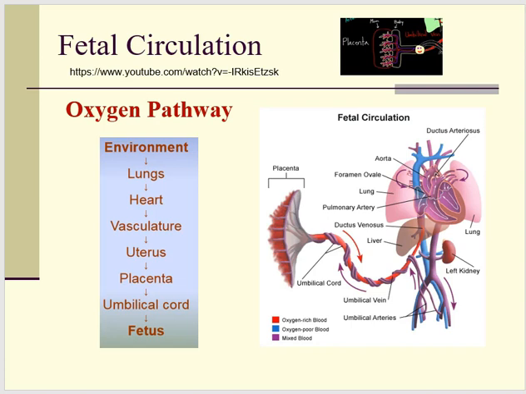Remember, the oxygen pathway goes from the maternal lungs to the maternal heart, which spreads through mom's vasculature, which brings this blood to the uterus. After the oxygen combines with the fetal hemoglobin in that passive transportation in the placenta, the oxygenated blood is going to return to the fetus via the single umbilical vein and umbilical cord. Remember that maternal and fetal blood don't mix. Oxygen and nutrients are delivered, and carbon dioxide and waste are removed via passive diffusion.